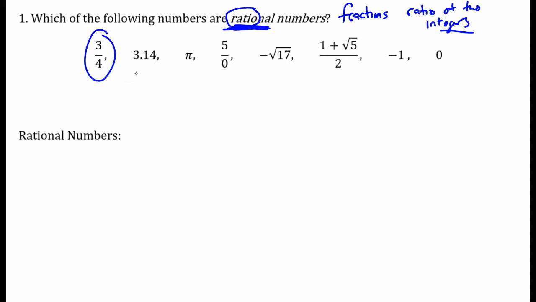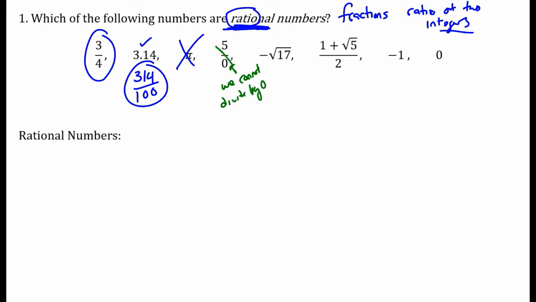3.14, it's a decimal that terminates. This is 314 over 100. I can write it as a fraction. That's totally a rational number, so yes, that works. Pi is an irrational number because its decimal expansion never ends and never repeats, so I cannot write pi as the ratio of two integers. 5 over 0, this is bad. Warning, warning, warning. We're dividing by 0. We cannot divide by 0, so 5 over 0 is not a rational number.